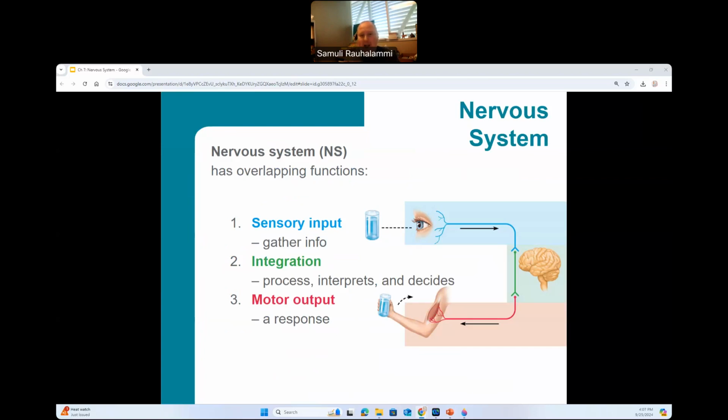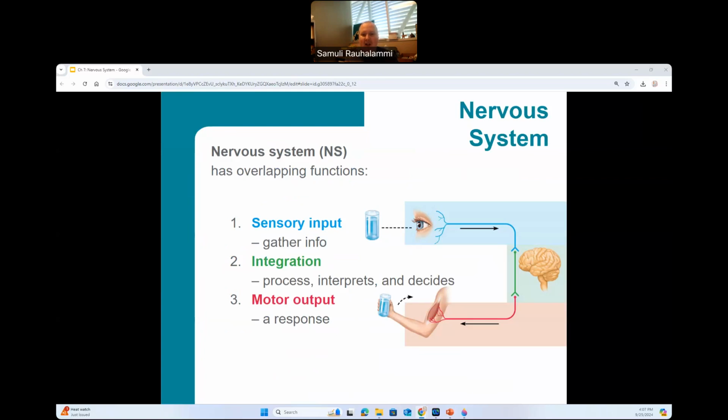The second role that I mentioned here is going to be the integration of information. So the nervous system processes and interprets the sensory inputs, deciding whether an action is needed in response to it. Those are a good example of that integration level of the nervous system.